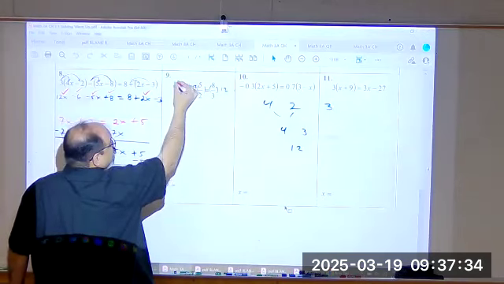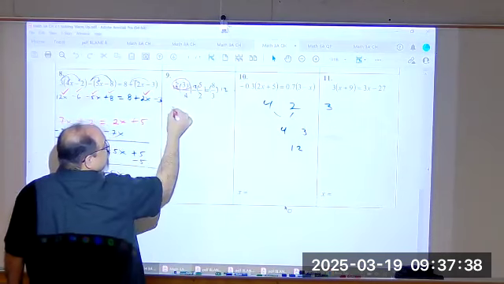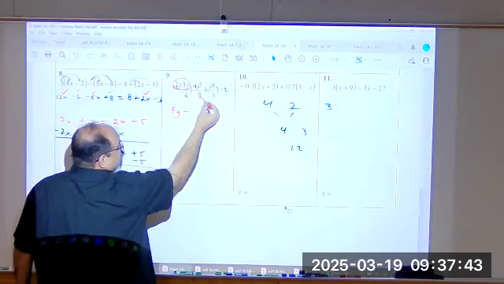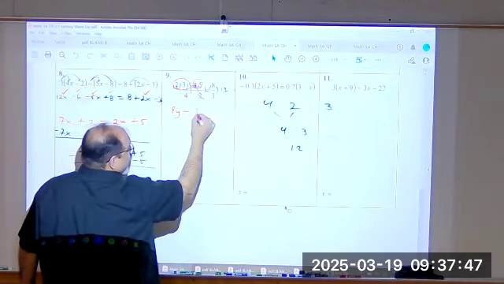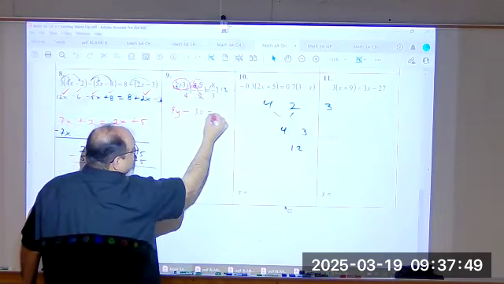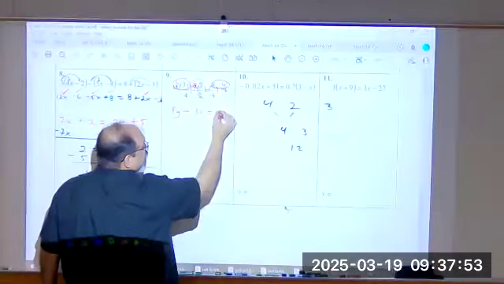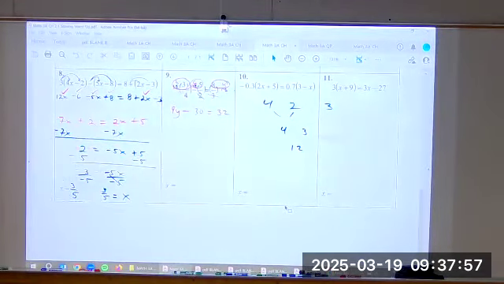4 goes into 12 3 times. 3 times 3y, that's a 9y. Minus, 2 goes into 12 6 times. 6 times 5 is 30. Equals, 3 goes into 12 4 times. 8 times 4 is 32. No more fractions.